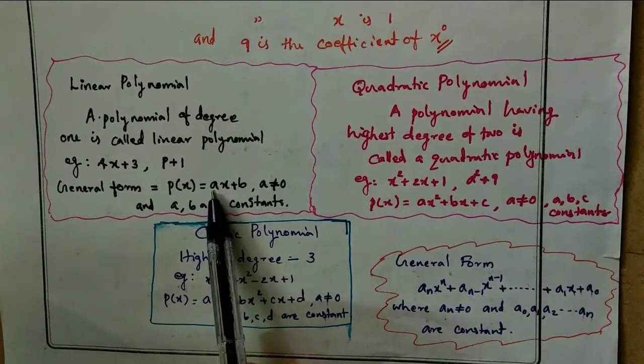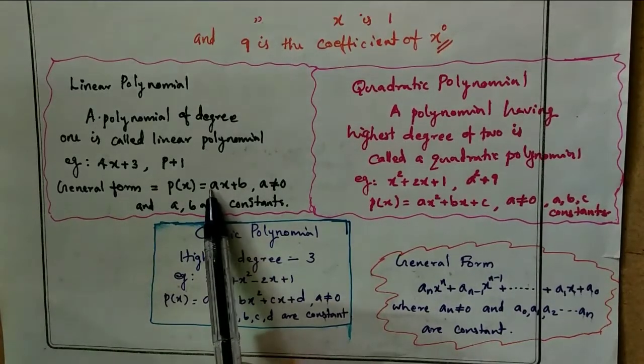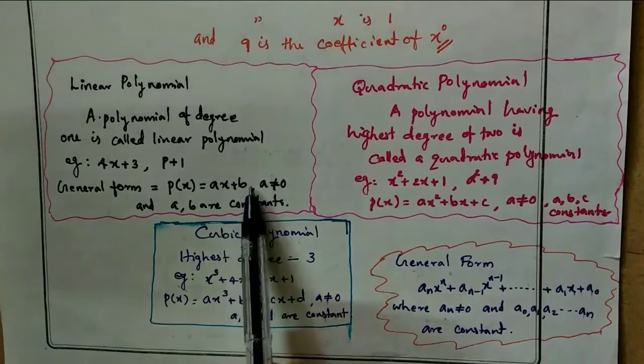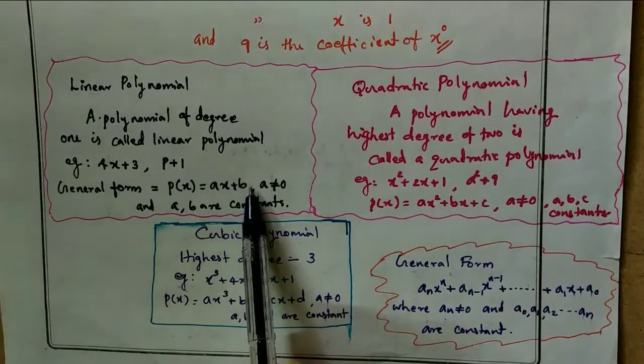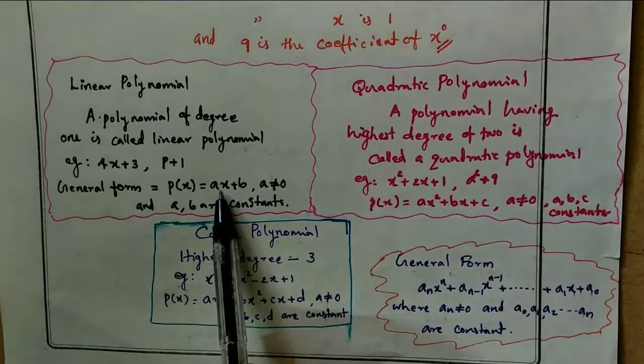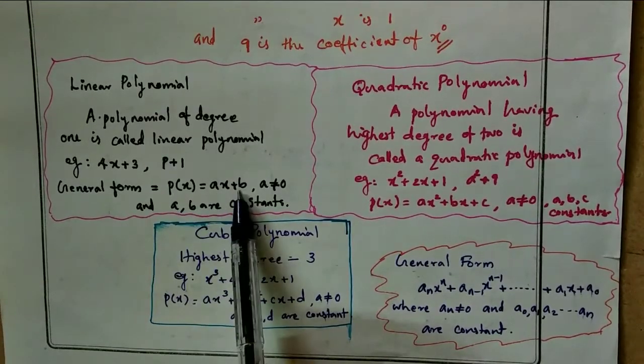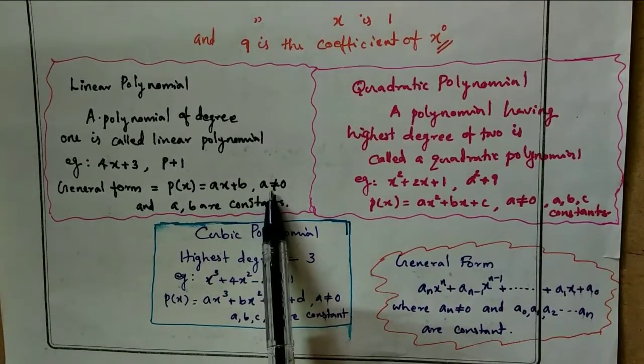If a equal to 0, what happens here? 0 into x. 0 into x means what? 0. 0 plus b. 0 plus b means p of x equal to b. There is no linear polynomial. There is no degree. There is no variable. So p of x equal to ax plus b, a not equal to 0.